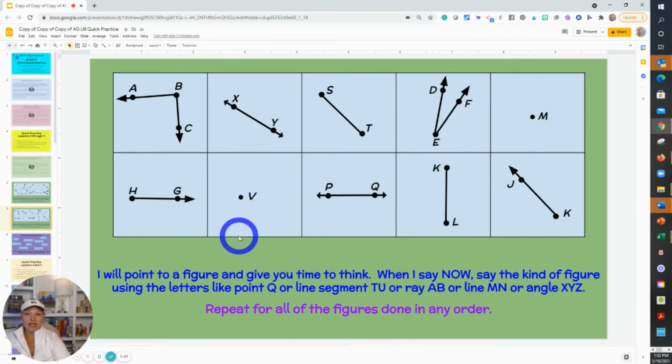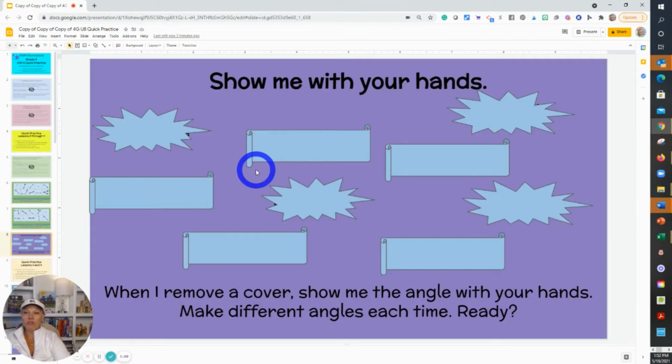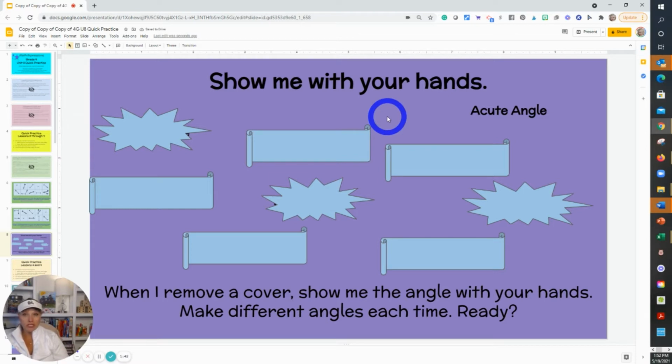You have a second set of images that you can use. And then as we delete each one of these covers, students are going to show us with their hands what's underneath. So if I go here and I delete it, and I would say, what does that say? Acute angle. Boys and girls, show me acute, and then they can use their hands or their arms, whatever you want, to show me an acute angle.